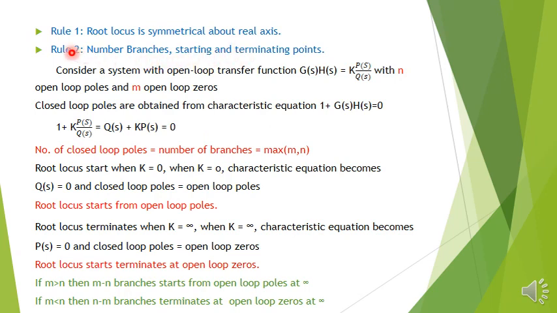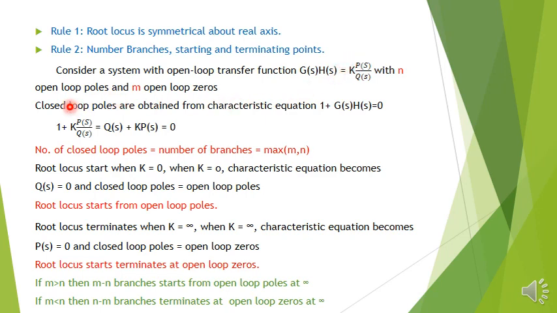The second rule says about the number of branches and the starting and terminating points. Consider a system with open loop transfer function G(s)H(s) equal to K times P(s) divided by Q(s), where P(s) is a numerator polynomial and Q(s) is a denominator polynomial, with n open loop poles and m open loop zeros. This means Q(s) is of order n and P(s) is of order m.